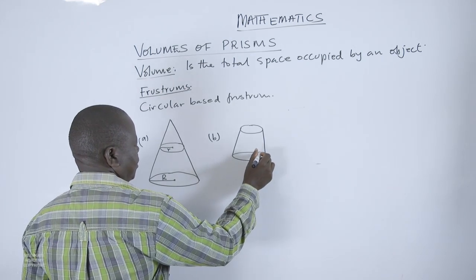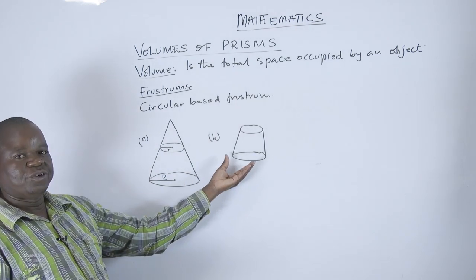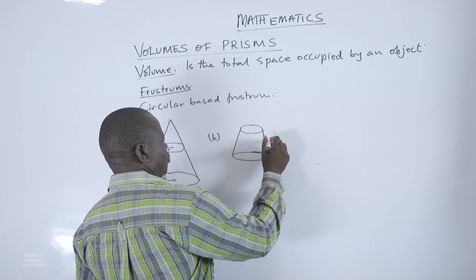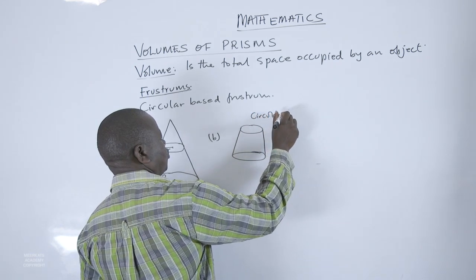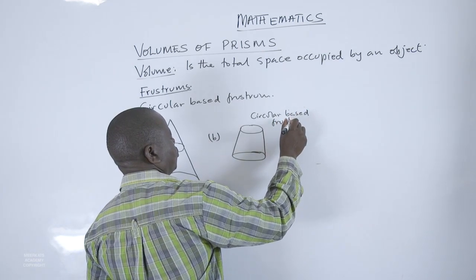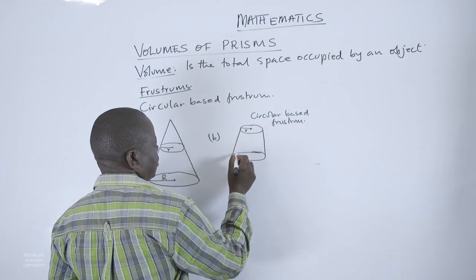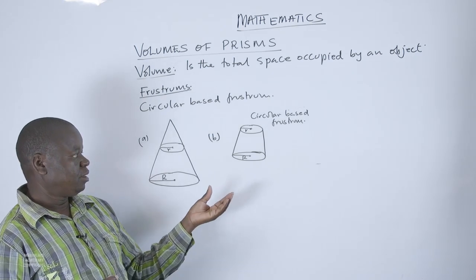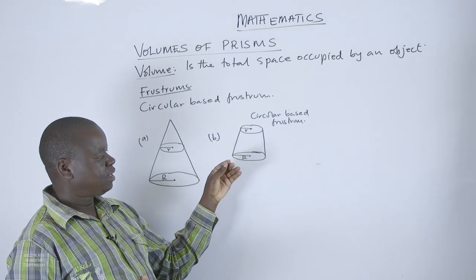That is what we obtain. So this is the figure we are calling a frustum. The top radius is small, we call it r small. The base radius is big, we call it R capital. And frustums are always shapes or objects that we make.